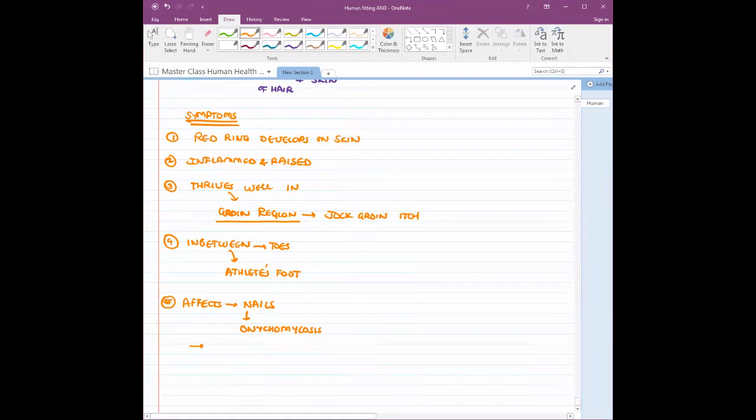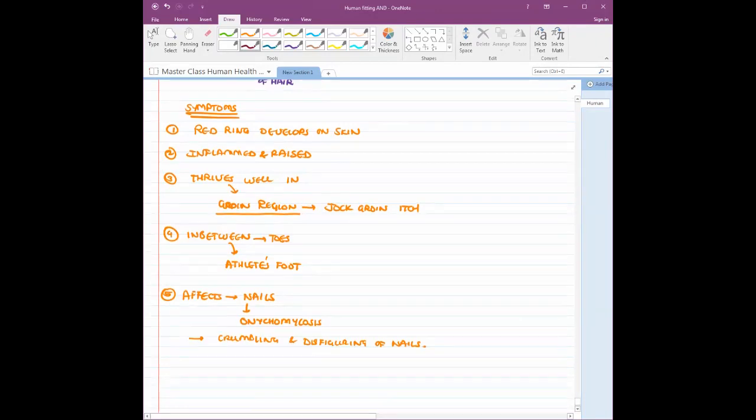This is going to result in crumbling and disfiguring of nails. But now, guys, what is the prevention? How can you avoid this thing from happening?